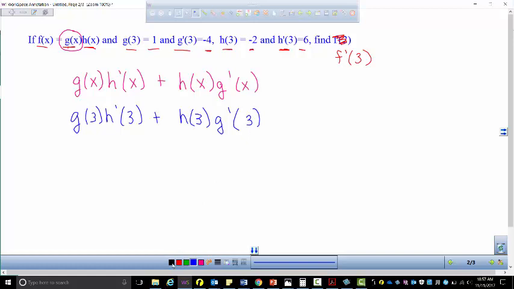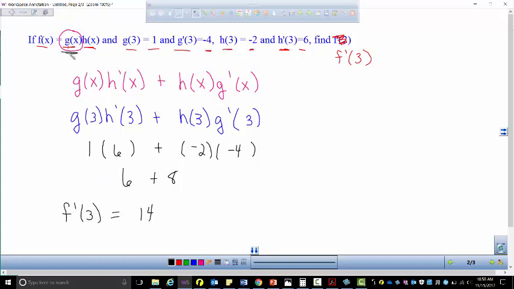And I plug in my values. So g of 3 is 1, times the derivative of h at 3, which is 6, plus h of 3, which is negative 2, times the derivative of g, which was negative 4. So 6 plus 8 is 14. So that means the derivative of f at 3 is equal to 14 because f was g times h. So this is a different way of looking at the product rule, using numeric values versus function values.